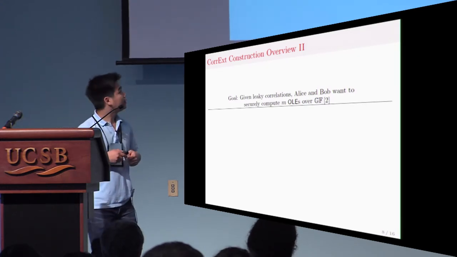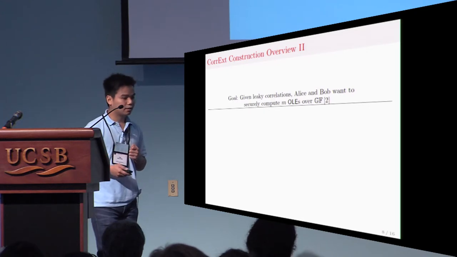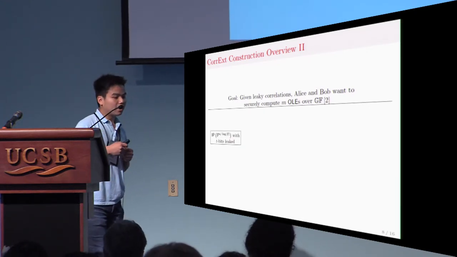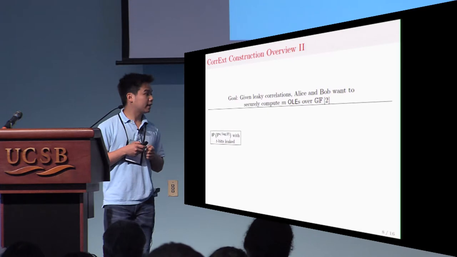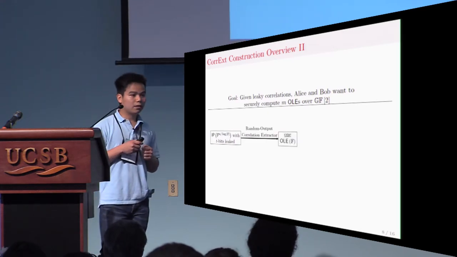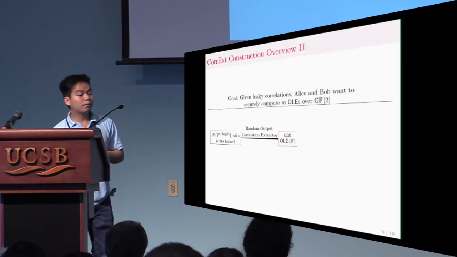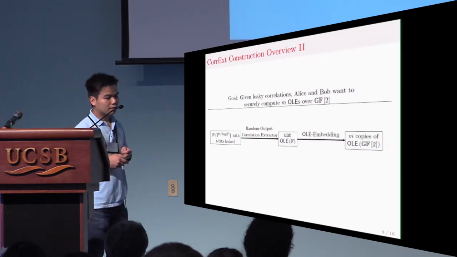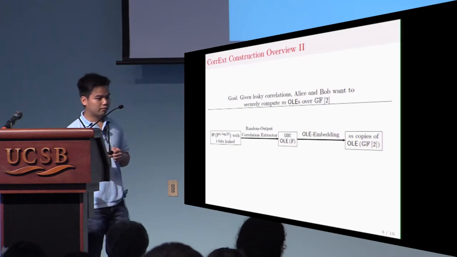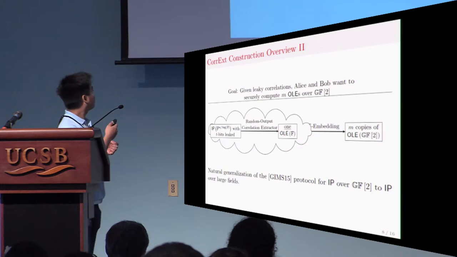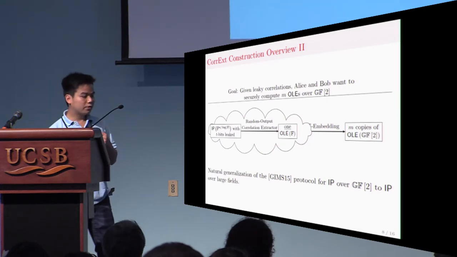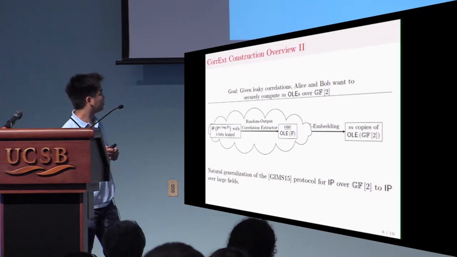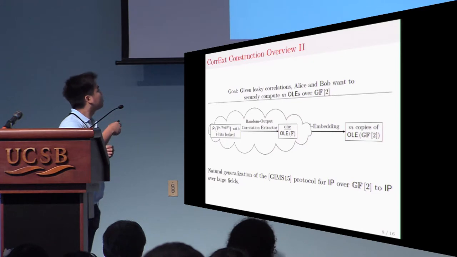Our construction is basically a composition of two steps. We take the inner product correlations over a large field with leakage from the secret set, and we get one OLE over the field F. And from one OLE over the field F, we get M copies of OLE over Z F2. Note that the first step is a natural generalization of the ZIMS 15 protocol over IP over Z F2 to IP over large fields. I won't go over the details of the protocol. If anyone is interested, please see our paper.